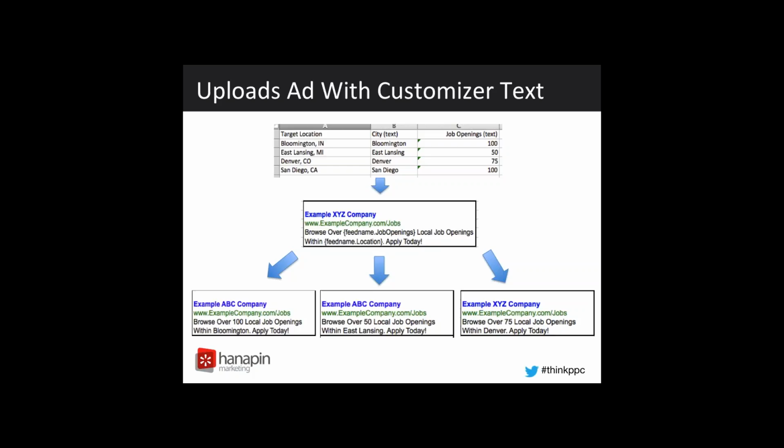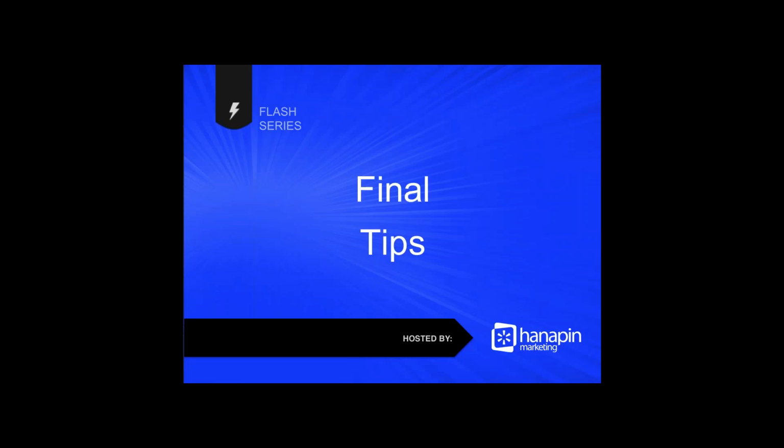So as you see here with our middle ad, our goal here is to speak to both the city and the job openings. So the template has browse over blank local job openings within blank city, apply today. And so the way you create those placeholders is with your left bracket, the name of your feed, period, and the name of the column of text right next to that, and then the right bracket. And that's how it will be geo-targeted and will trigger based on the location and fill in with what you've given it. So for example, here someone in Bloomington will search and it'll say browse over 100 local job openings within Bloomington, apply today.